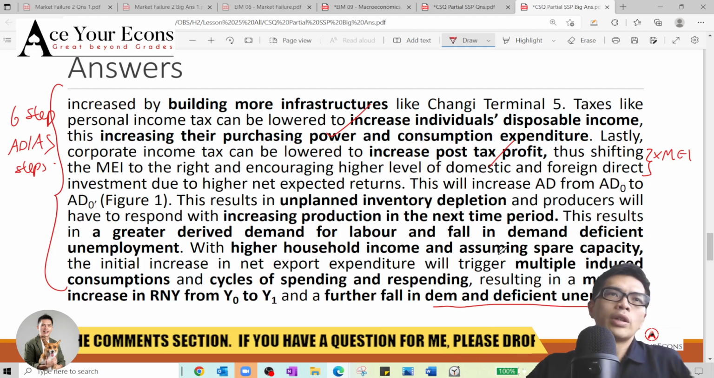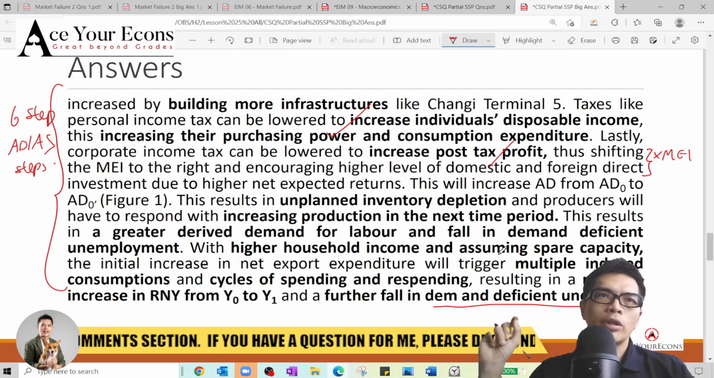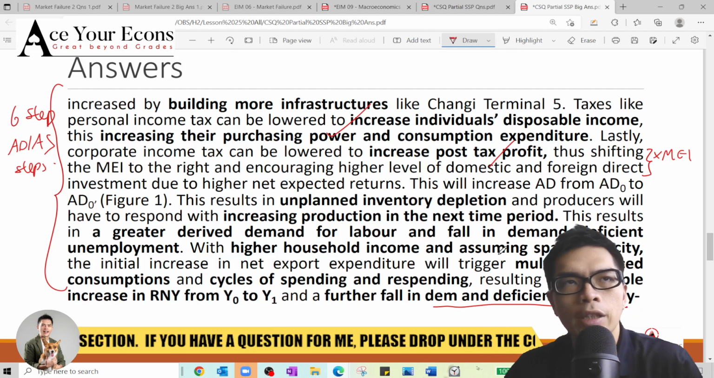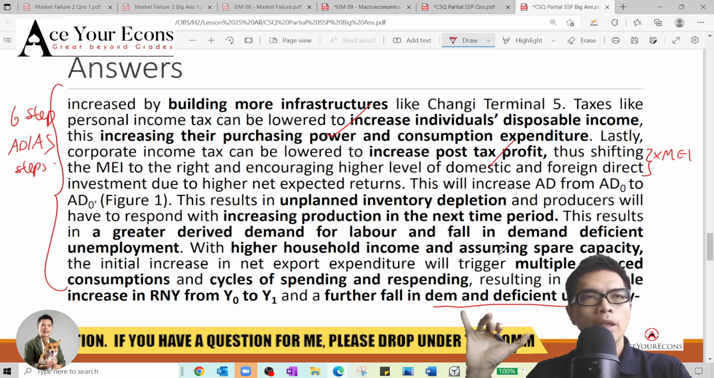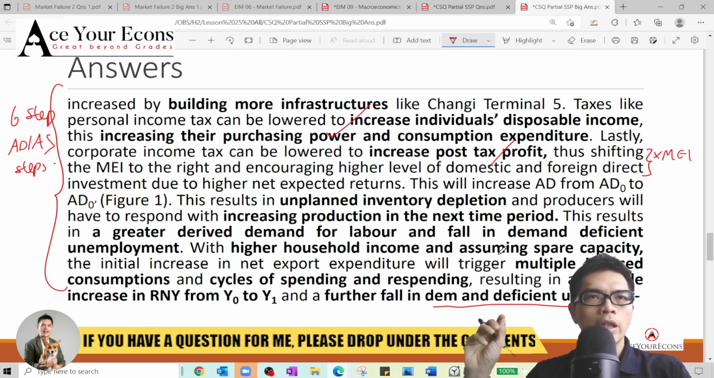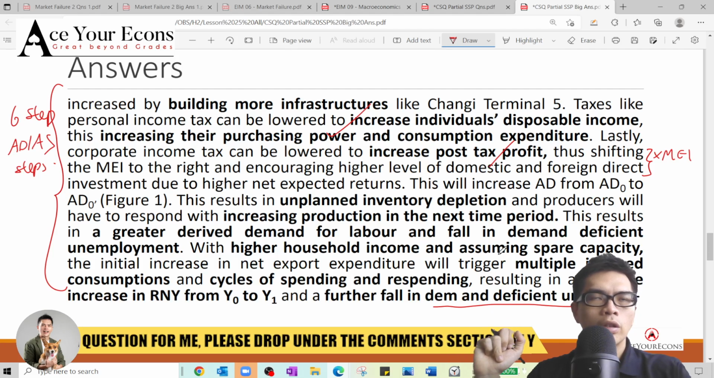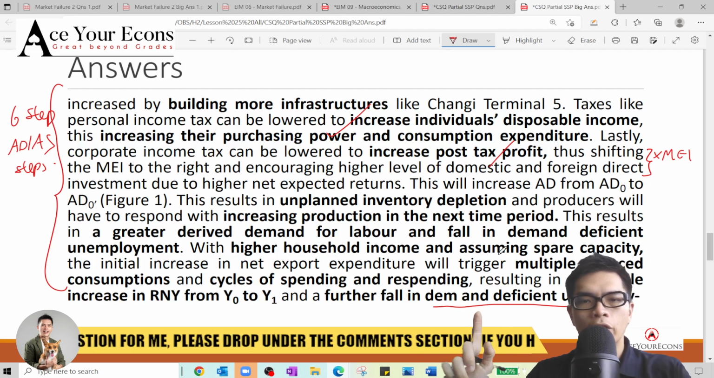For those who don't have the 6 steps, please catch up with ADAS, the lesson on AD and AS. The 6 steps are well documented there. So the multiplier is step 5. If you're not illustrating the multiplier properly, step 6 would be your objective. So you want to relate this to demand deficient unemployment.